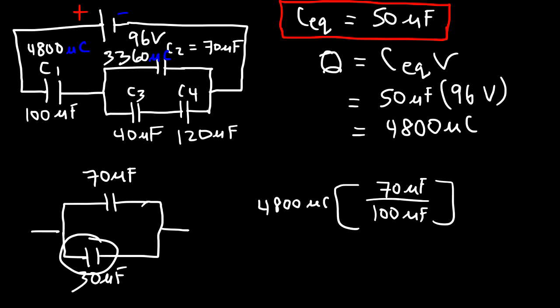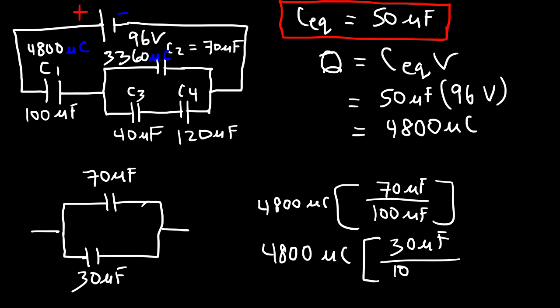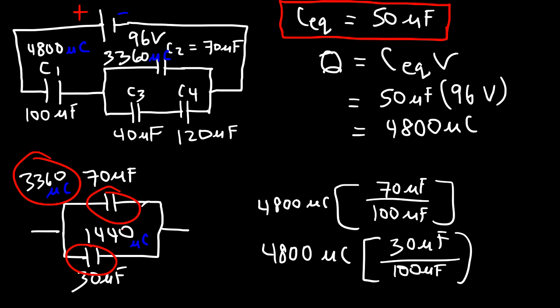Now let's calculate the total charge on the 30 microfarad. So it's 4,800 microcoulombs multiplied by 30 divided by the total of 100. So it's 4,800 times 30 over 100, and so this is 1440, and this was 3360. So these two have to add up to 4,800. So whenever you have two capacitors in parallel, the individual charges on each capacitor have to add up to the total charge on the whole network of the capacitors in parallel to each other.